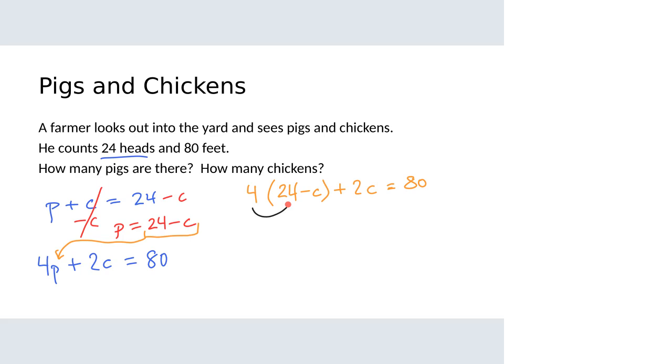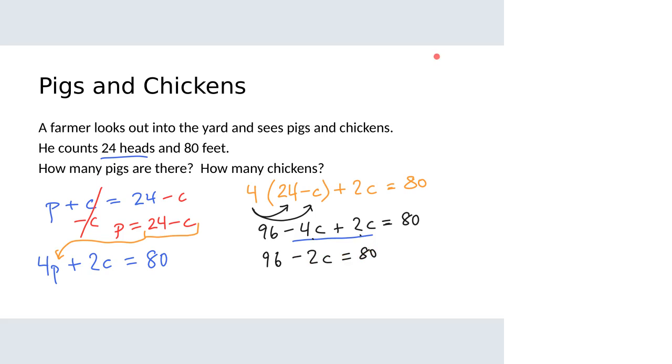So we'll distribute this 4. 4 times 24 is 96. 4 times that negative c is a negative 4c. Plus 2c is 80. I've got like terms here I can combine, negative 4c and 2c. So I can go ahead and combine those, and I'll have 96. See, negative 4 and a positive 2, that's negative 2c is 80.